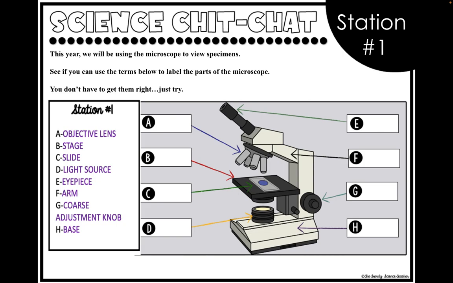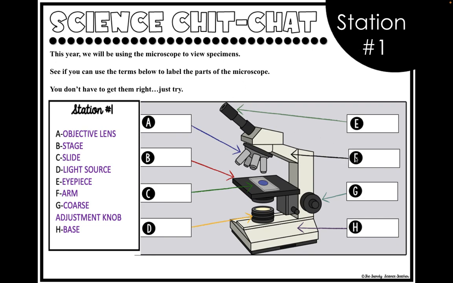B is the stage. That's where we will place the specimens. C is the slides. That's where you will place the micro-thin pieces of the organism or pieces of the hair. D is the light source. E is the eyepiece or ocular. That's what you will look through to view the specimen.